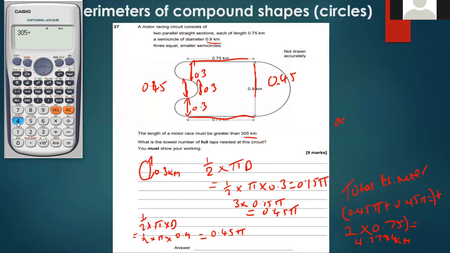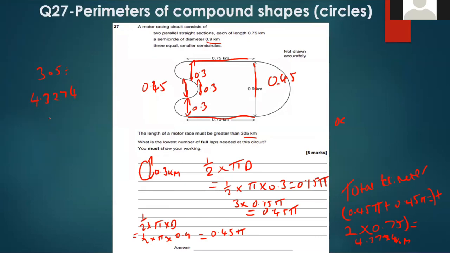So 305 divided by 4.3274 gives me 70.481123. So that's roughly 70.48, round that up, that's 71 laps. So we're going to be doing 71 laps, and we round up because the distance needs to be greater than 305 km. And that's 70.48. So 71 laps is the number of full laps needed to make sure it's more than 305.